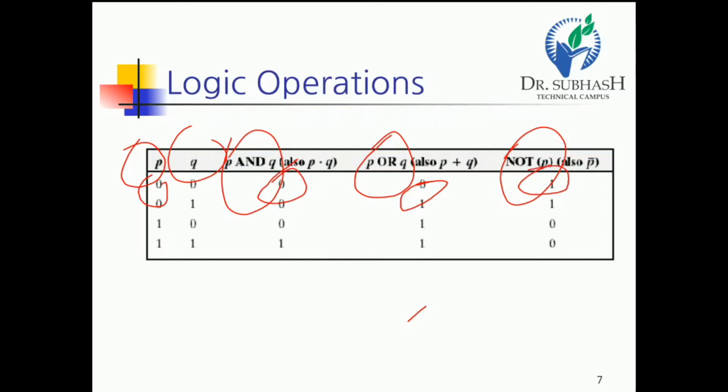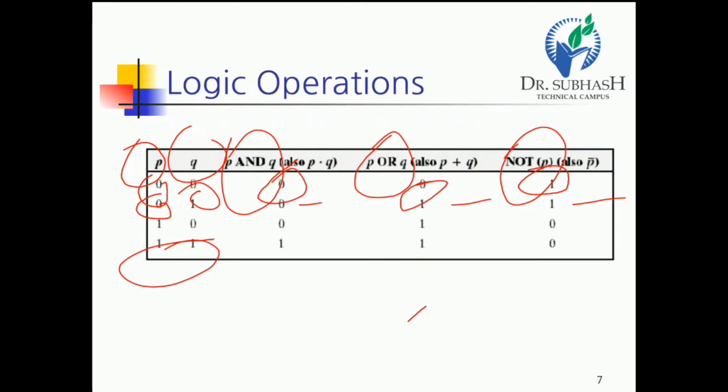Right. Now in a similar way, suppose that p is 0 and q is 1, which is the second possibility. Multiplication means the AND operation, so we get the result 0. In case of the OR operation, the result is 1, and the complement of p, again, is 1. Similarly, find the last result, 1 1.